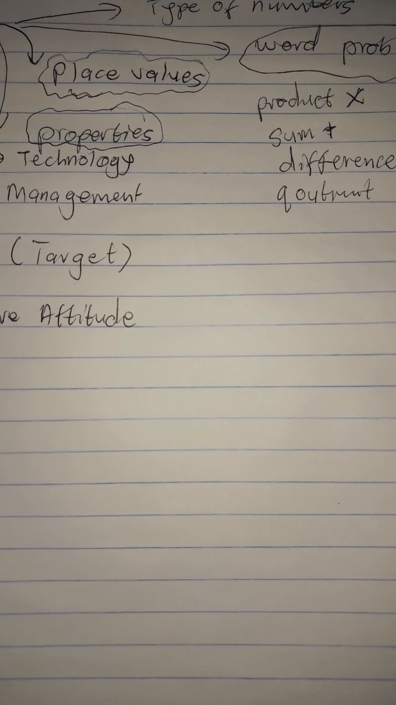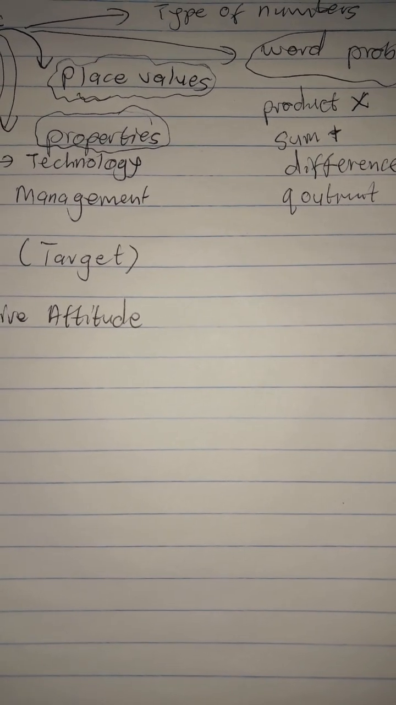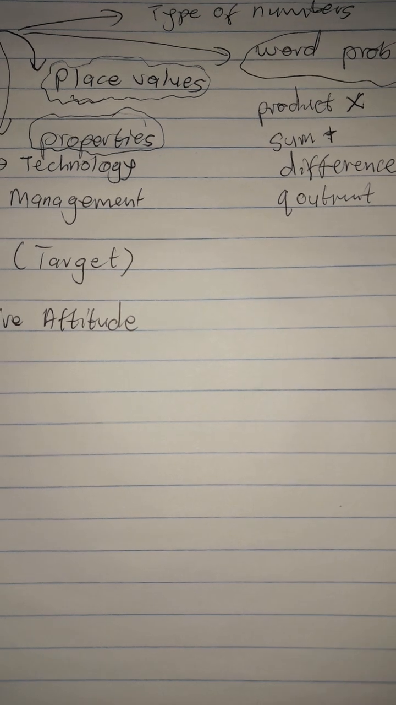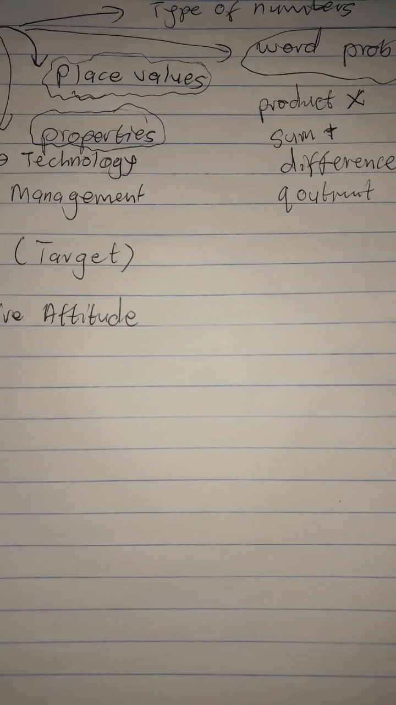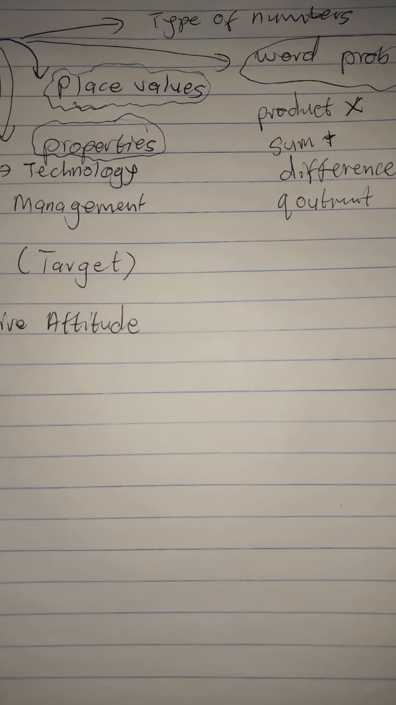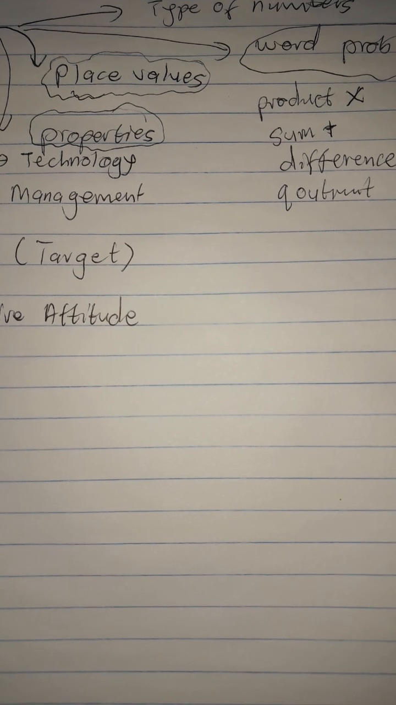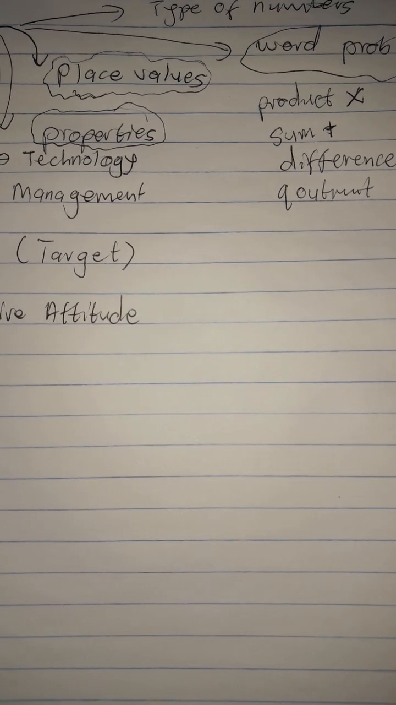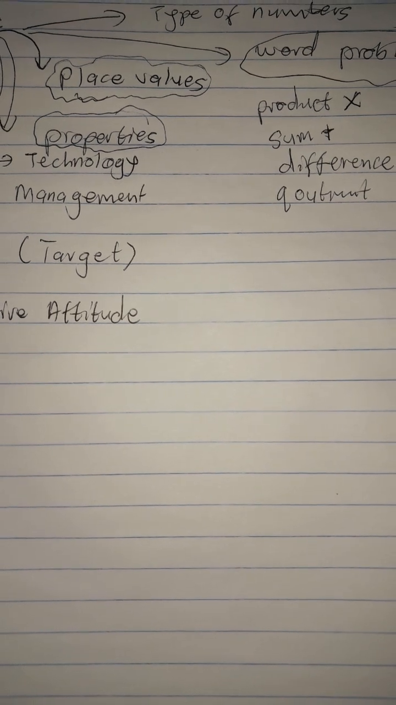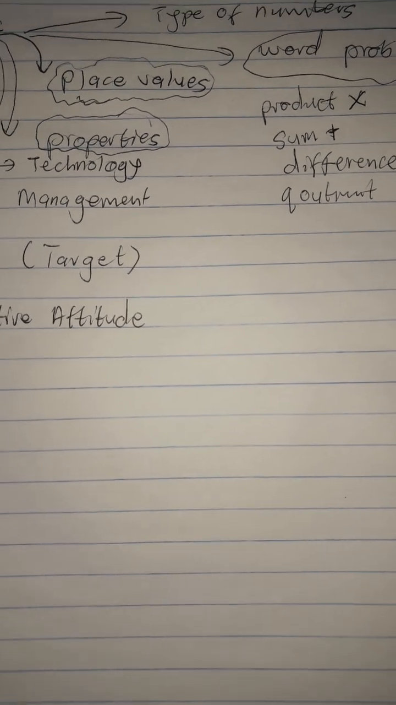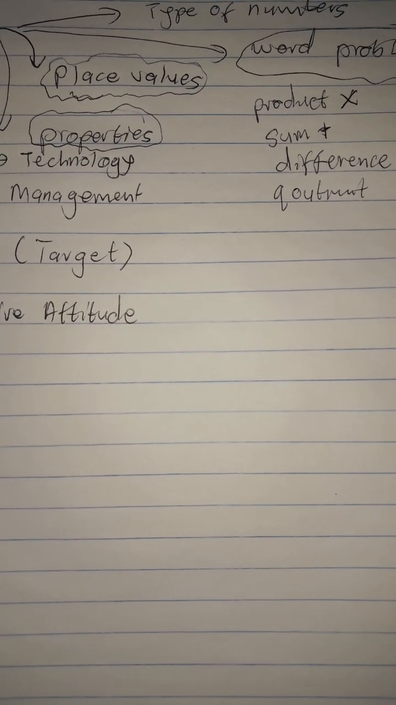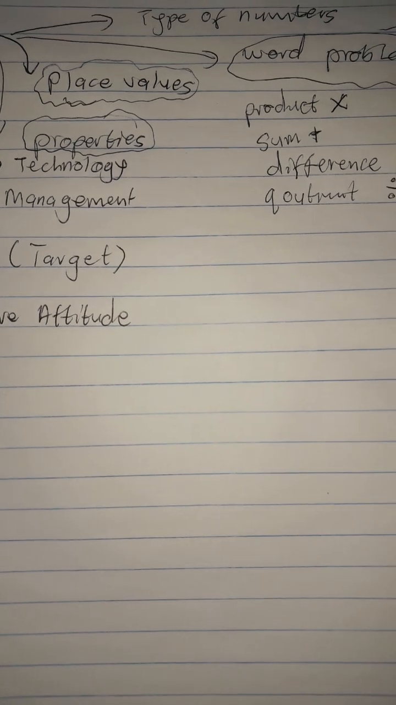Then they also ask you about commutative property. You will need to know how to apply it. We know that under commutative, if I'm adding 1 plus 2, which is 3, it's the same as 2 plus 1, which is 3. And 1 times 2 is equal to 2, it's the same as 2 times 1, which is equal to 2. So you need to know your commutative property.